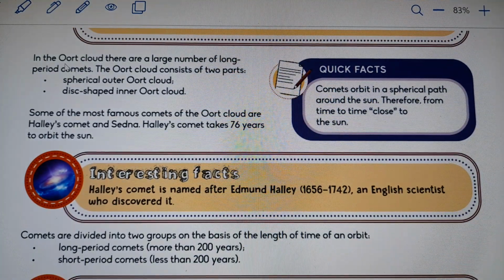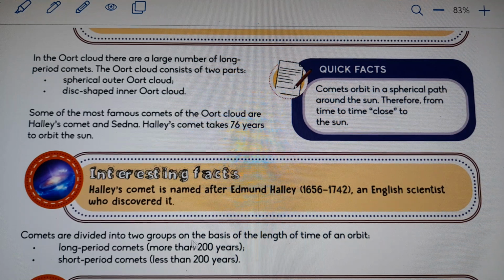In the Oort cloud, there are a large number of long period comets. The Oort cloud consists of two parts, which are the spherical outer Oort cloud and the disc-shaped inner Oort cloud. Some of the most famous comets of the Oort cloud are Halley's Comet and Sedna. Halley's Comet takes 76 years to orbit around the sun. And then comets orbit in the spherical part around the sun, therefore from time to time close to the sun.